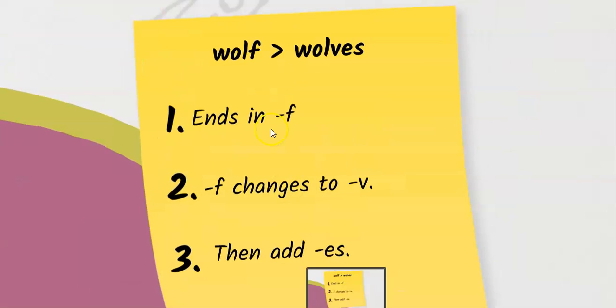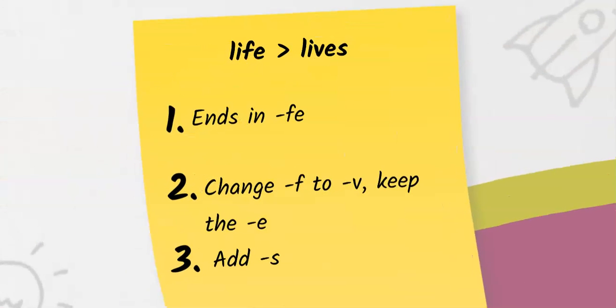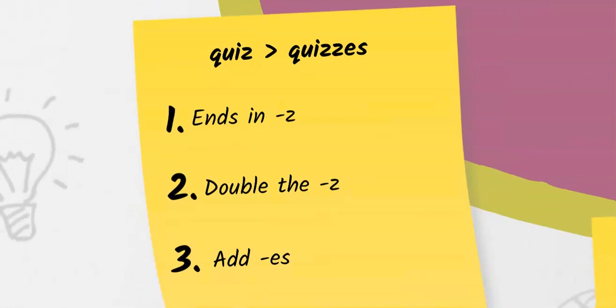When a word ends with an F, the F changes to a V and we add ES. When a word ends with FE, we change the F to a V, keep the E and add S. Finally, when a word ends with Z, as in quiz, we double the final Z and add ES.